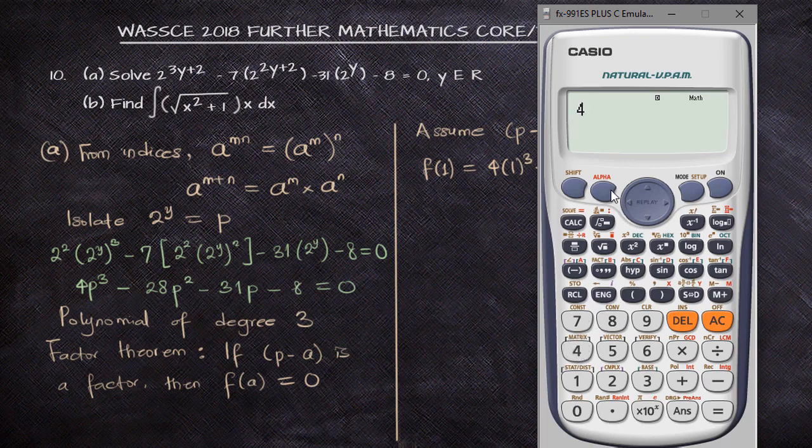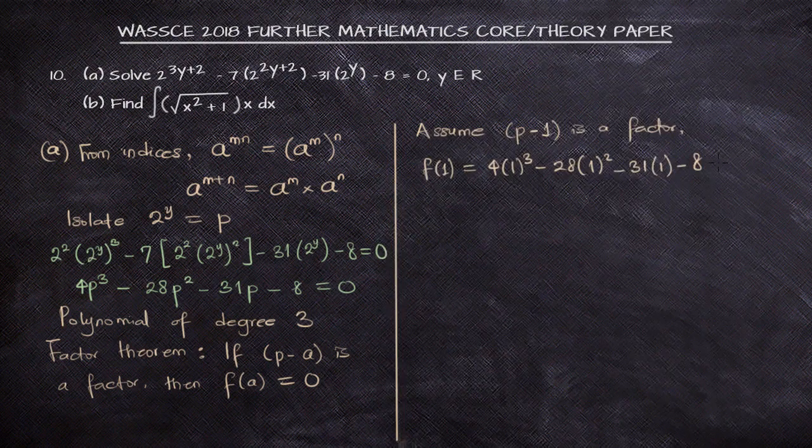We have 4x raised to power 3 minus 28x squared minus 31x, then minus 8. If you calculate when x is 1, this is minus 63. That means the function of 1 is minus 63. This is not equal to 0, meaning that p minus 1 is not a factor.